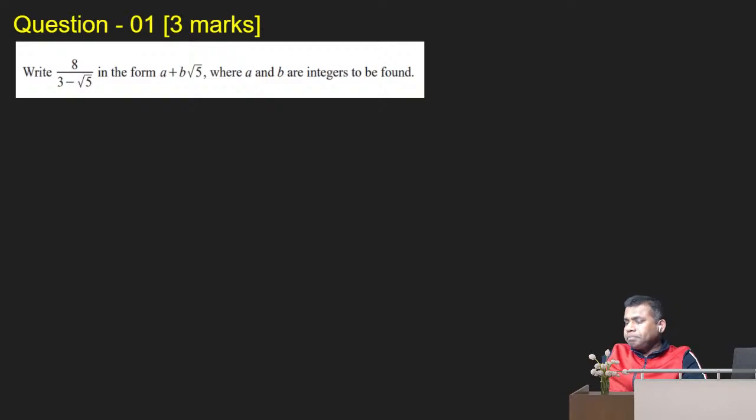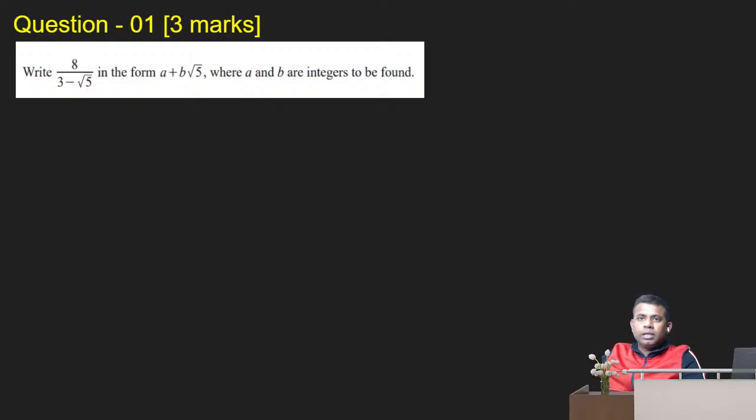A-level content, surds. Right, the question is: write 8 over 3 minus root 5 in the form a plus b root 5. So they ask you to write this one.